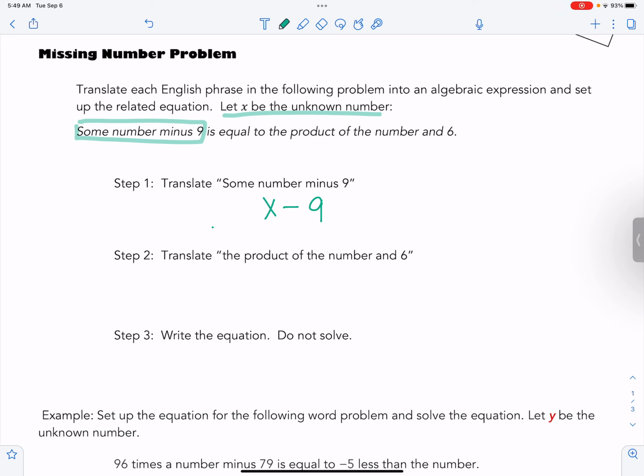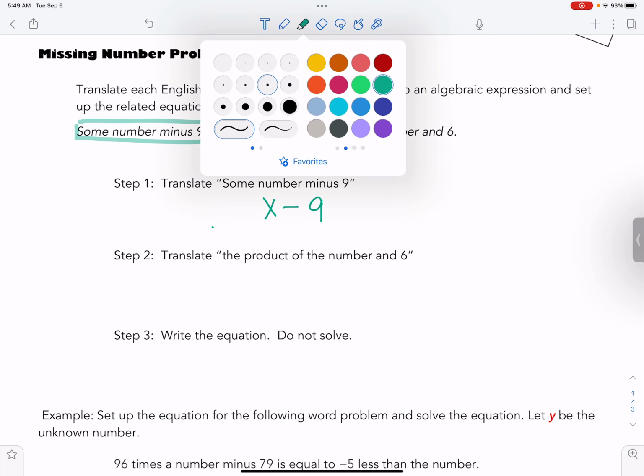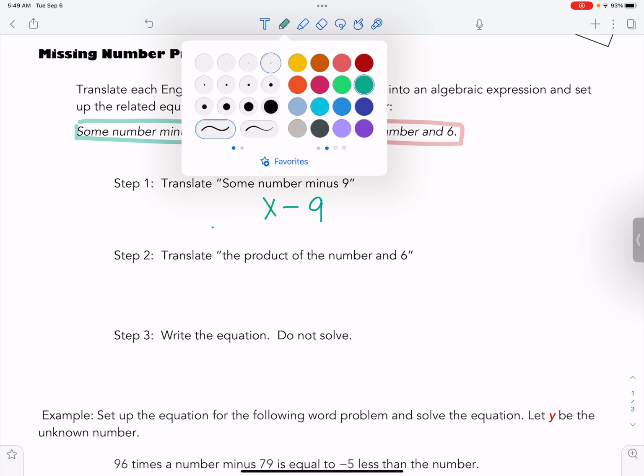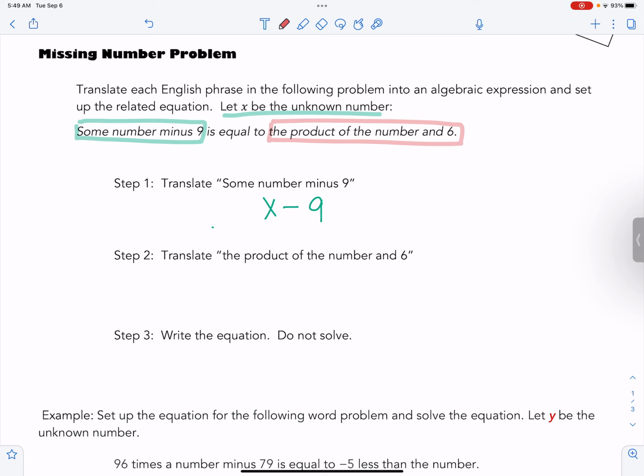And then it says translate the product of the number and 6. So now I'm going to translate the second one, the product of the number and 6. Well, still that same a number and 6. Now, you may be tempted to write it as x times 6 because that's the order it's written in, but just note, we don't write x times 6. We don't even write 6 times x like this. We would write this as a final 6x.